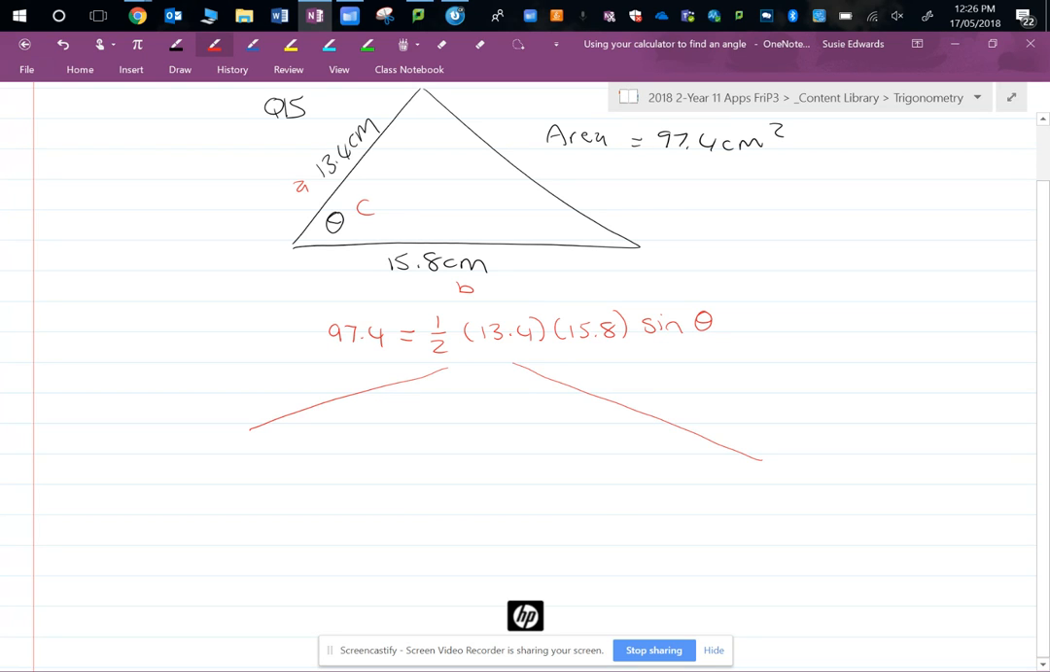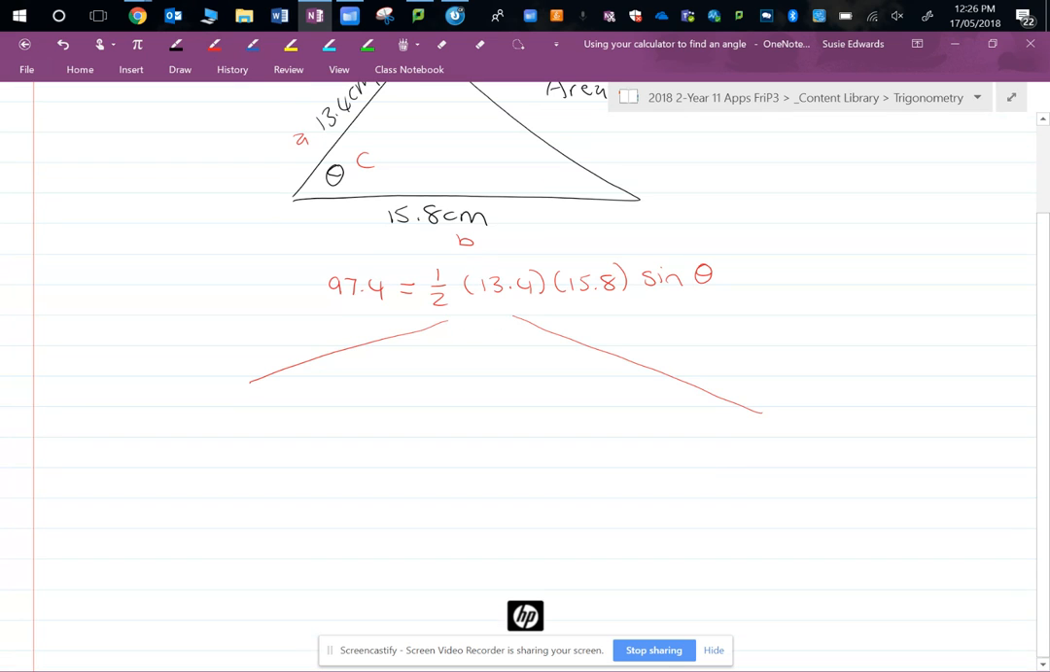We can either rearrange, or we can use solve, but we need to set theta to be between 0 and 180. Okay, so there are two options.